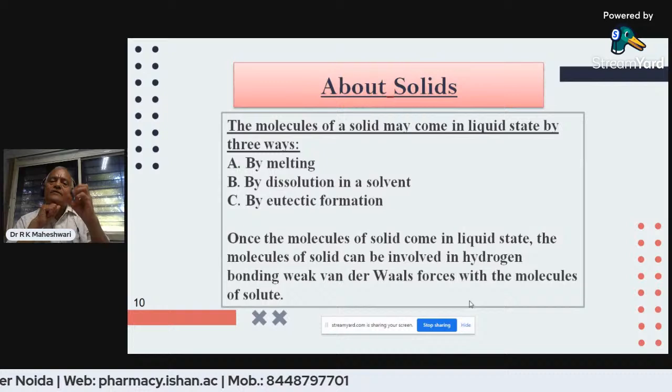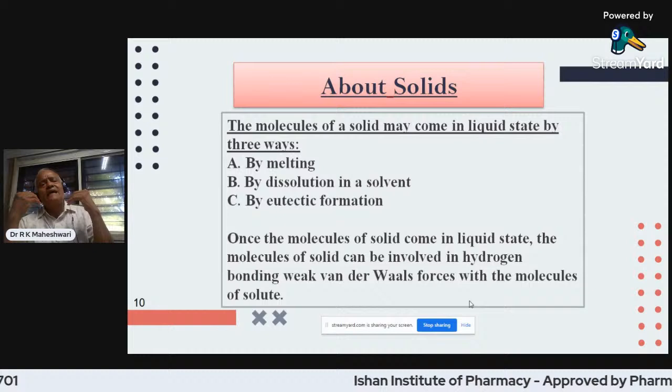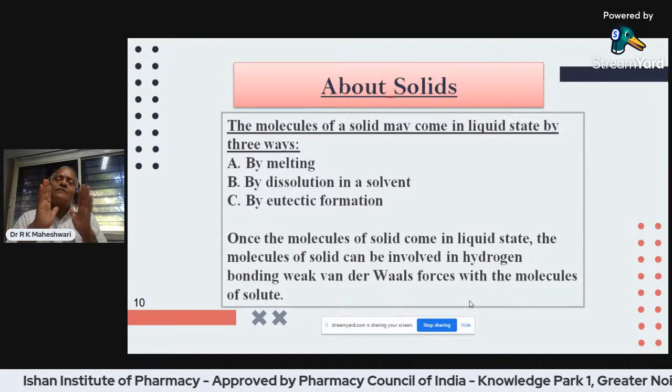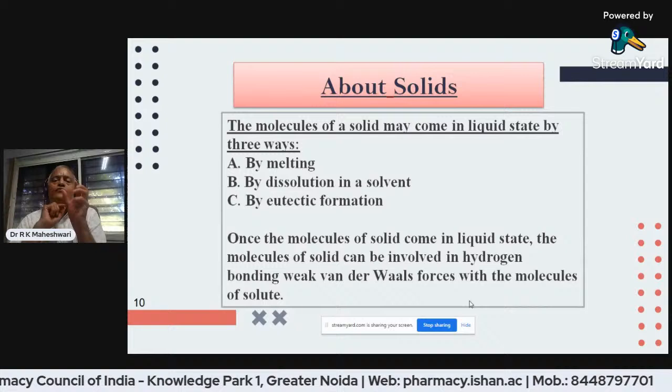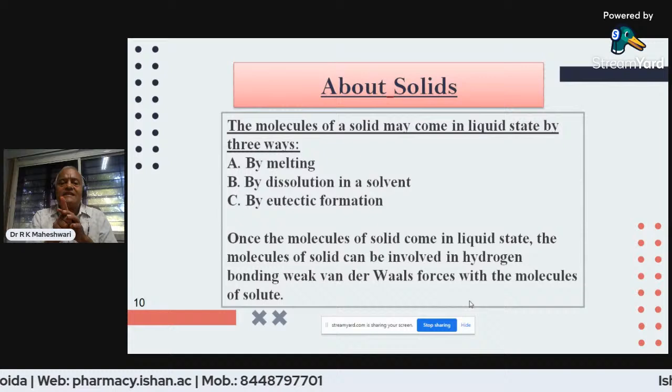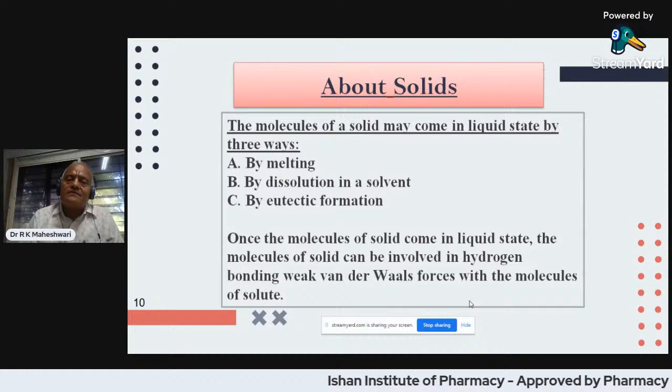So if you liquefy any gas, oxygen, helium, nitrogen, any gas, it will be a good solvent for some solutes and a bad solvent for other solutes. Utilization of gases for their solubilizing power is a costly affair. Now, this was one way, by liquefaction of gas. Number two, the way by which the molecules of a gas may come in liquid state is by dissolution in a solvent. For example, concentrated hydrofluoric acid. What is that?